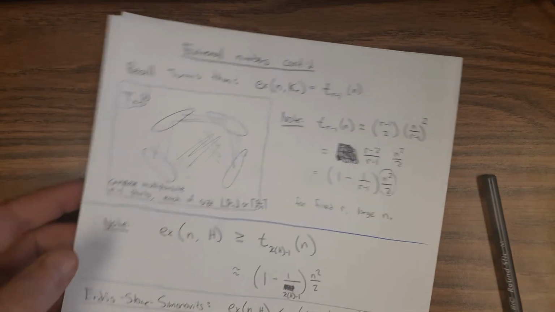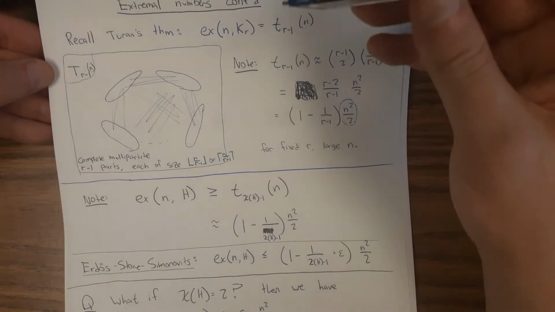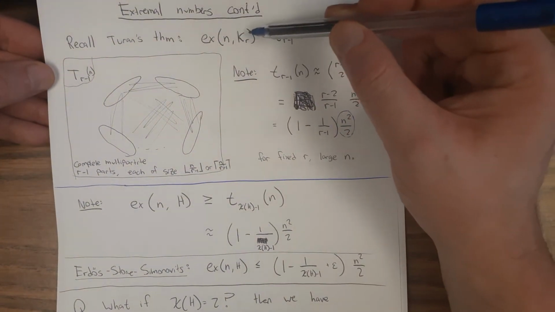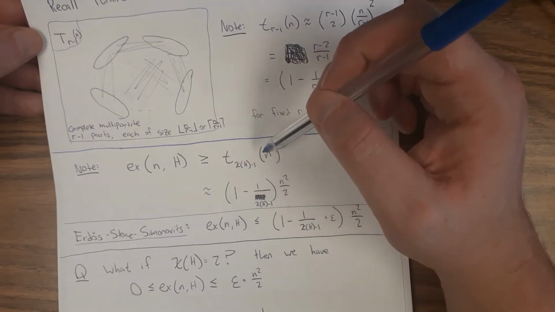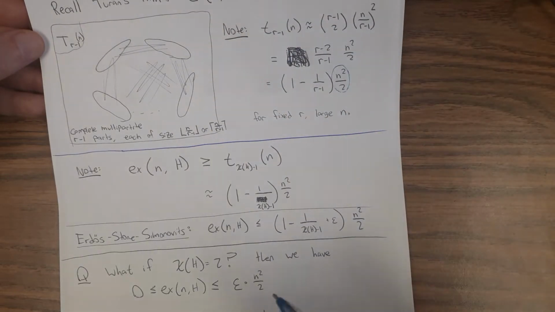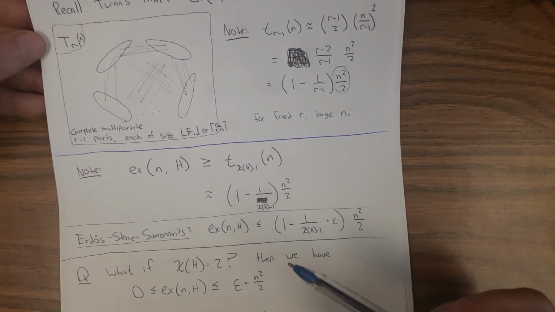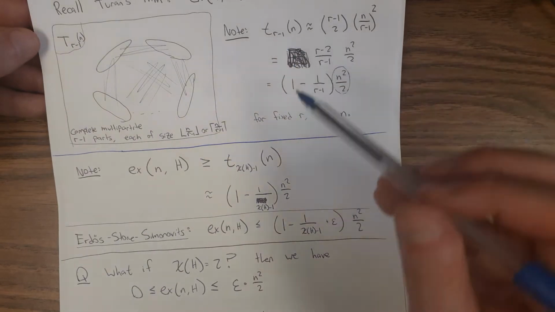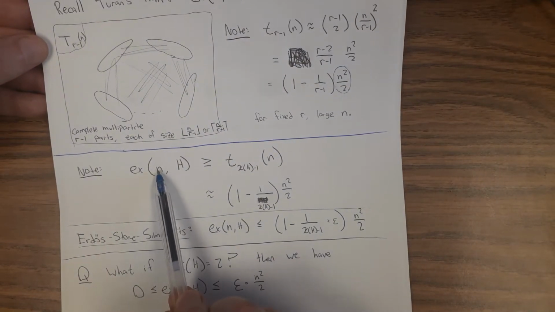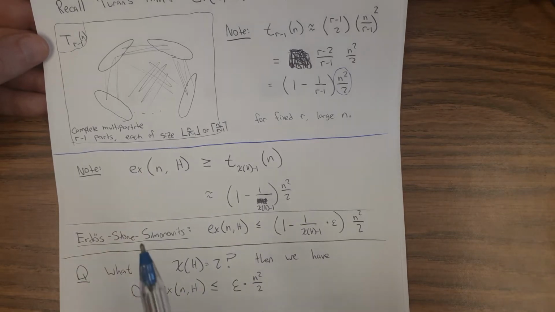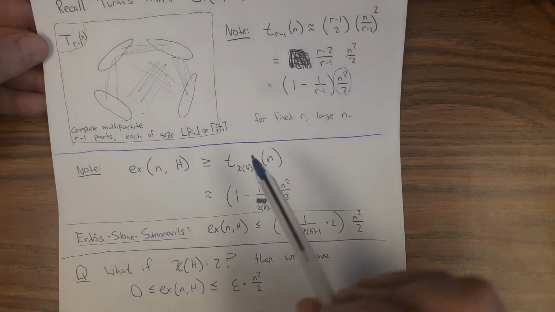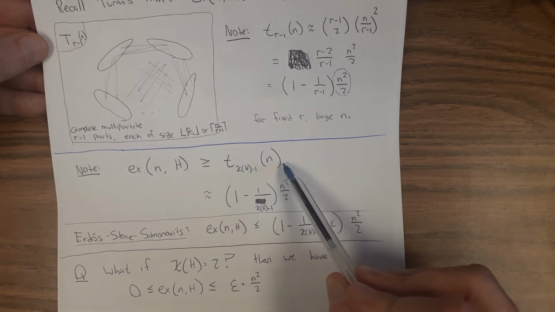Okay. But what I really wanted to talk about was, since Turán's theorem is just for K_r, for looking for a complete subgraph, what if you look at other subgraphs? There's a quick observation that uses the idea we already used, which is the extremal number of n and H, which again is the maximum number of edges in a graph that has n vertices that does not contain H as a subgraph. That extremal number would be at least this.